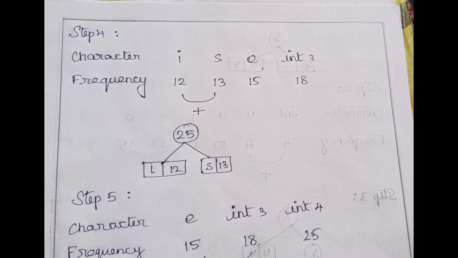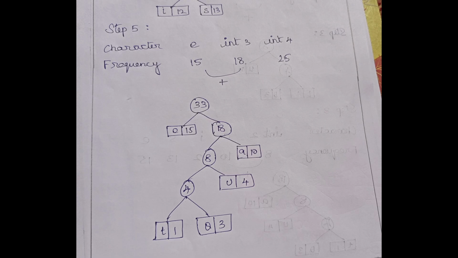The fourth step is to add the internal node 3 in the tabular column. The internal node 3 is greater than the character E of frequency 15. Now we have to add the first two characters with their frequencies. We will get 25. Now the 25 is split into left and right node: I with frequency 12 and S with frequency 13.